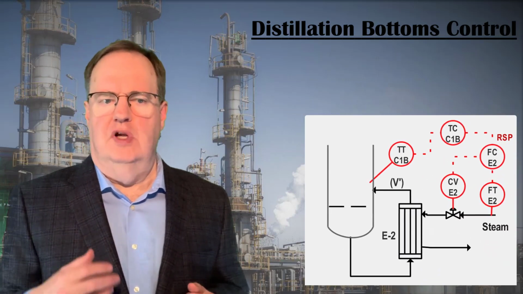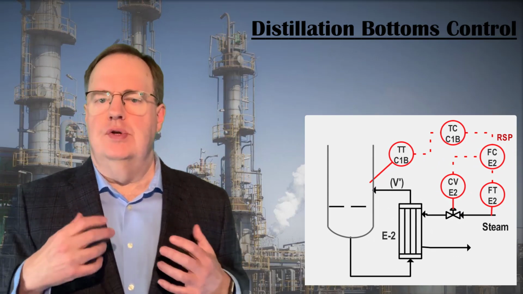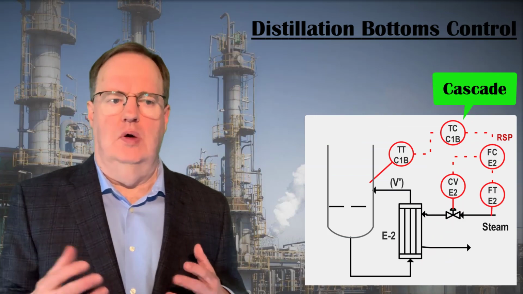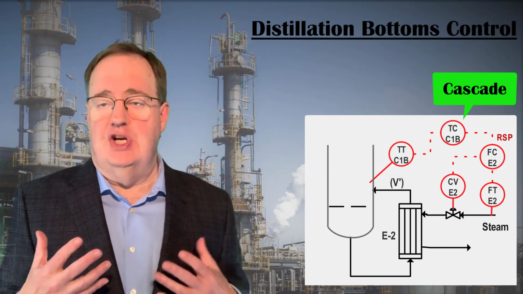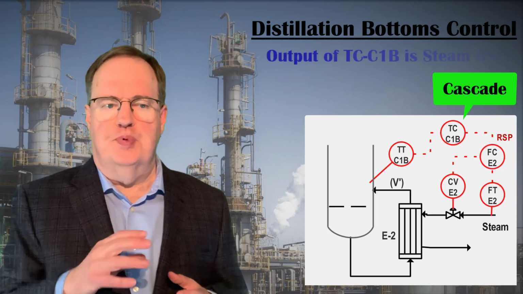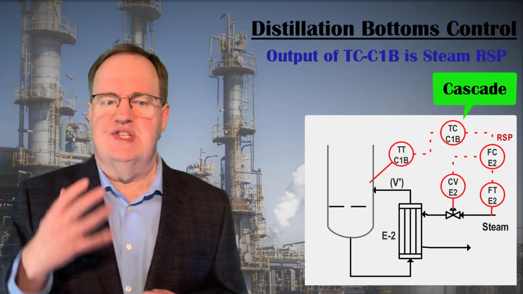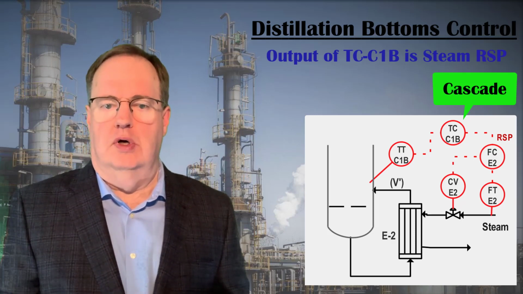Effective feedback control of a bottom tray temperature with reboiler steam has slow dynamics, so using a cascade design with steam flow as a subordinate loop is recommended, as was discussed in the chapter on feedback control. That makes the output of the supervisory temperature controller the set point for the subordinate steam flow controller.